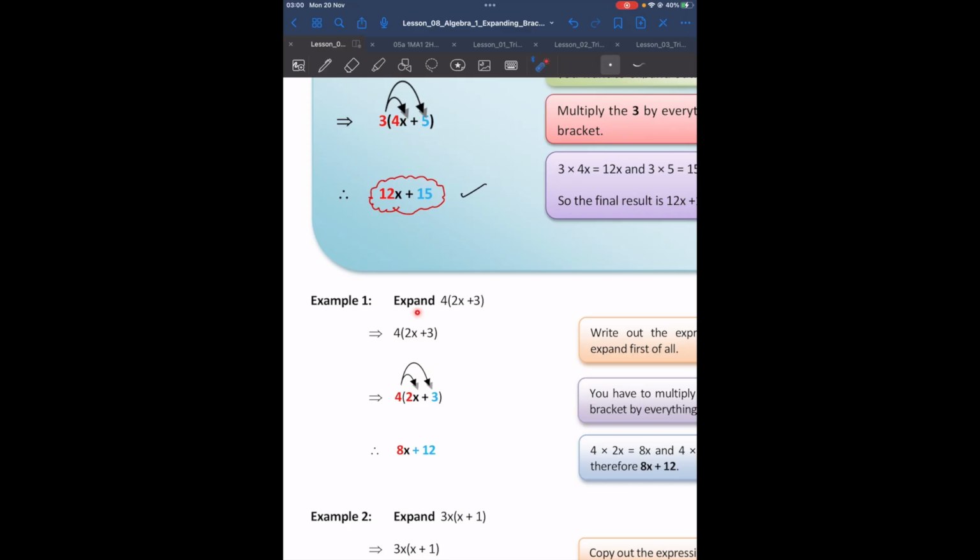The key wording you're looking for is this word expand, and it basically means multiply out this bracket. So the 4 is multiplying everything inside this bracket. So we first of all go 4 times 2x, which gives us 8x. 4 times plus 3 is plus 12, so we're going to have plus 12 at the end. So our final expression, which we can't simplify any further, is going to be 8x plus 12.